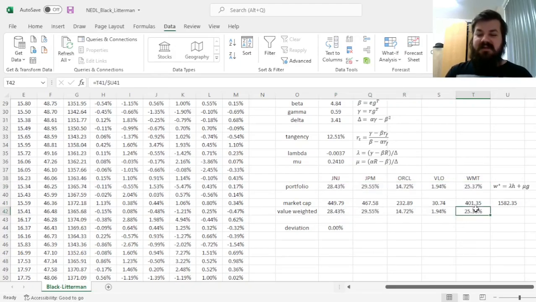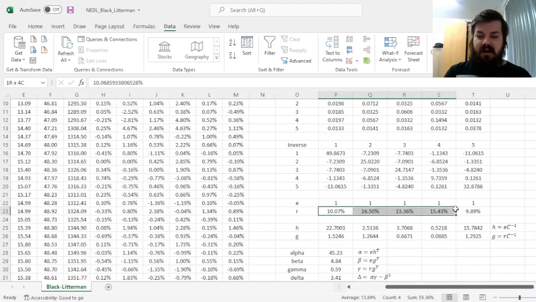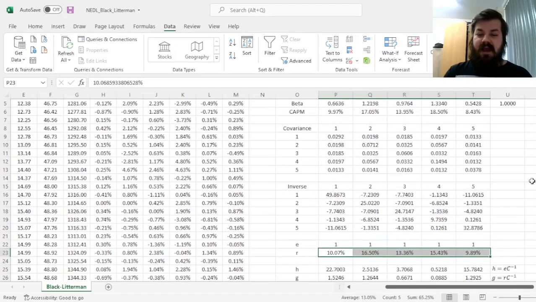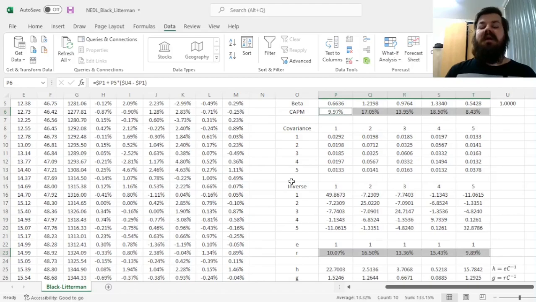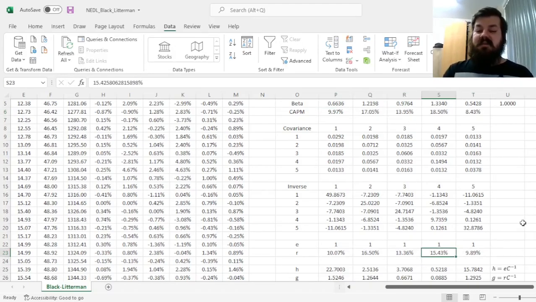The only deviation that's visible is here. Allocation to Walmart is off by just a basis point, which is very, very negligible. And we see that our expected returns here have changed to reflect the global capital markets equilibrium. And quite handily, we can compare them to the CAPM expected returns and see that if we believe that current market caps reflect the global capital market equilibrium, the market is expecting a much lower return for VLO than CAPM suggests, and quite a bit higher return on Walmart than the CAPM suggests.